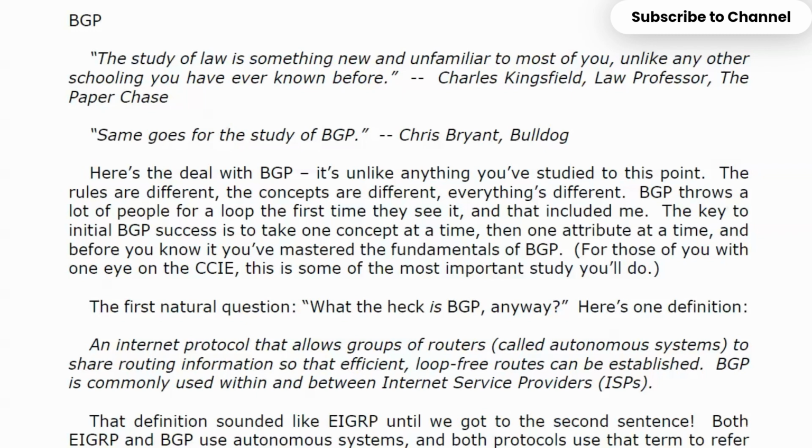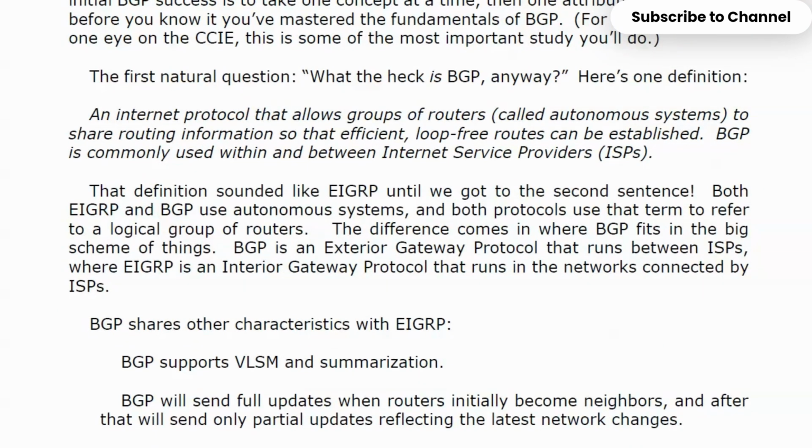Well, here's one definition for you: an internet protocol that allows groups of routers called autonomous systems to share routing information so that efficient loop-free routes can be established. BGP is commonly used within and between our internet service providers, the ISPs. Now, that definition started sounding a little bit like EIGRP, right? I mean, as soon as you hear autonomous systems, you think EIGRP. Well, both EIGRP and BGP use autonomous systems. We're actually going to be typing in some AS numbers here in our BGP labs as we did in our EIGRP labs. Both protocols use that term to refer to a logical group of routers.